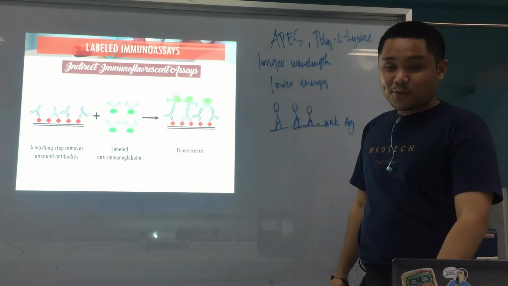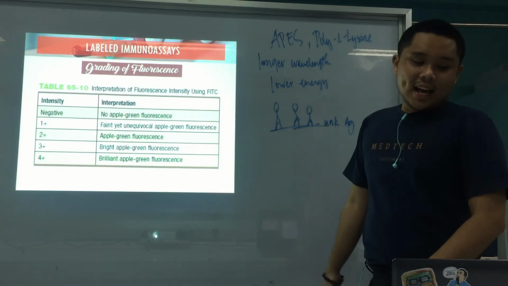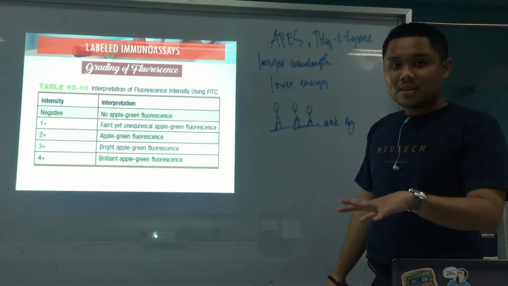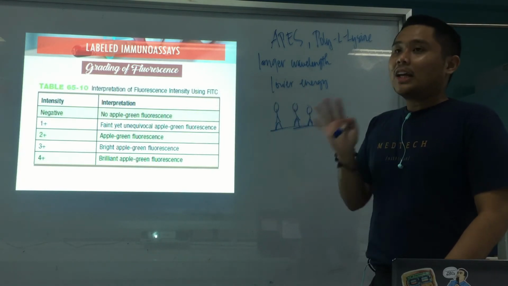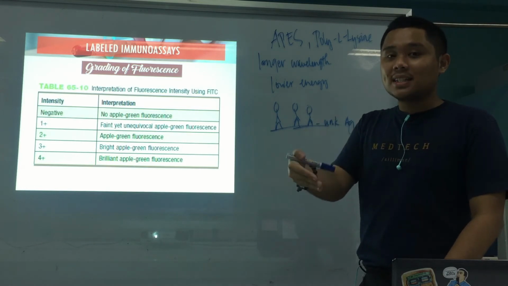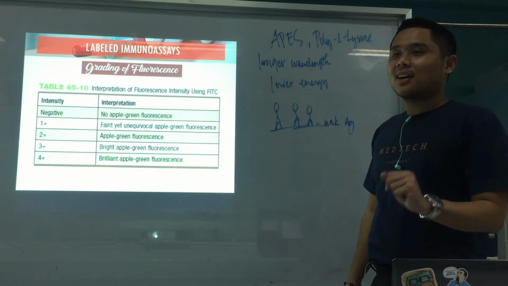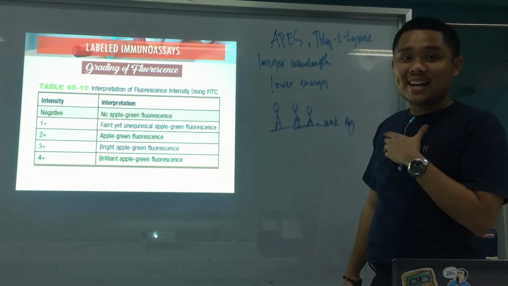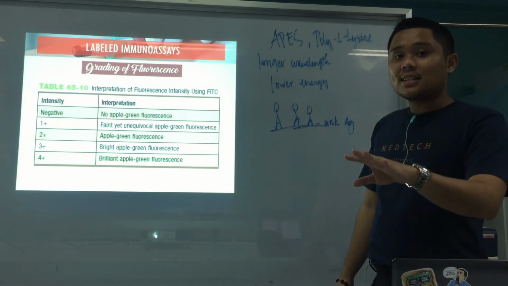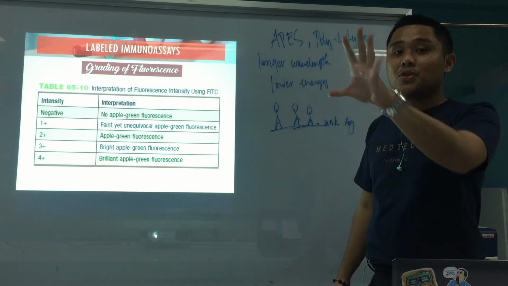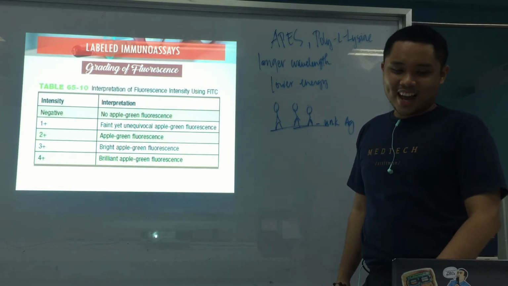How do we interpret the fluorescence of FITC? Please take note, this is from Bailey and Scott's, one of your microbiology books, and it comes out in the boards. Negative: no apple green. 1+: faint yet unequivocal. 2+: apple green. 3+: bright. Then if it becomes even more intense, it is 4+, brilliant. I hope you remember this; I introduced it in your second year, Intro to Micro.